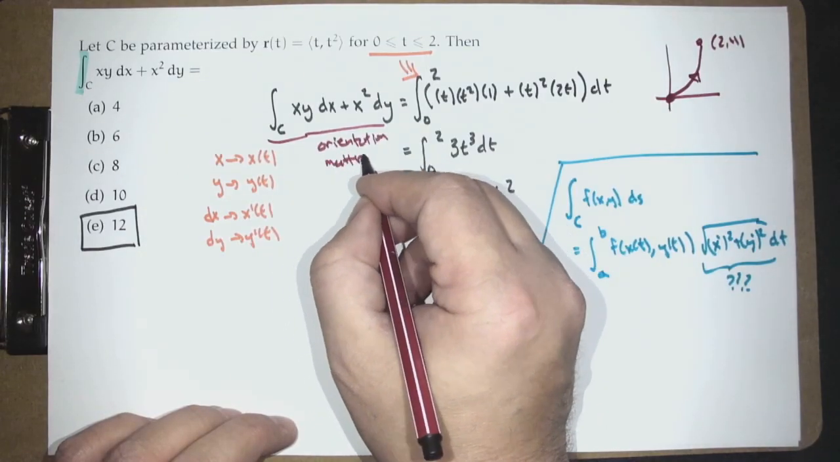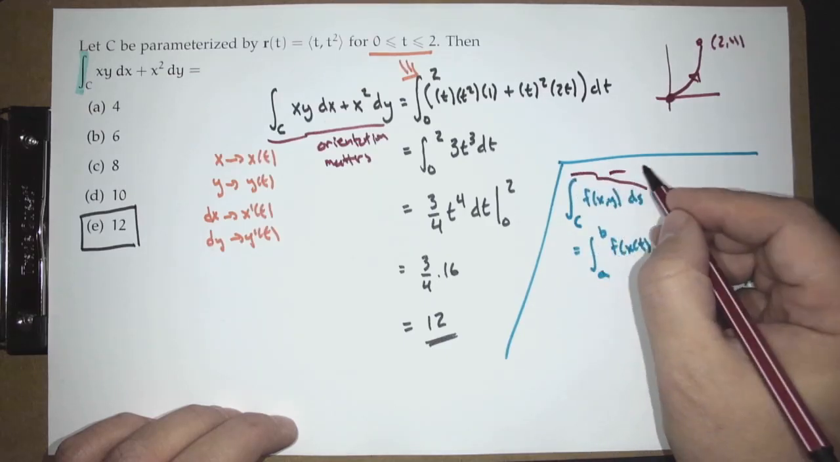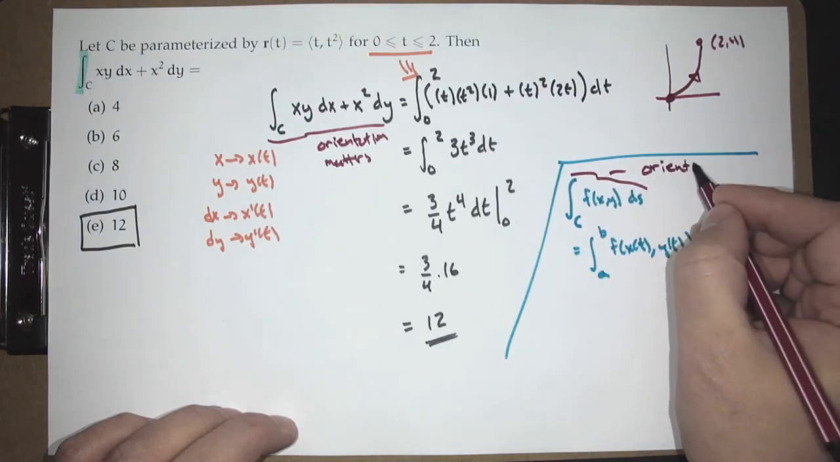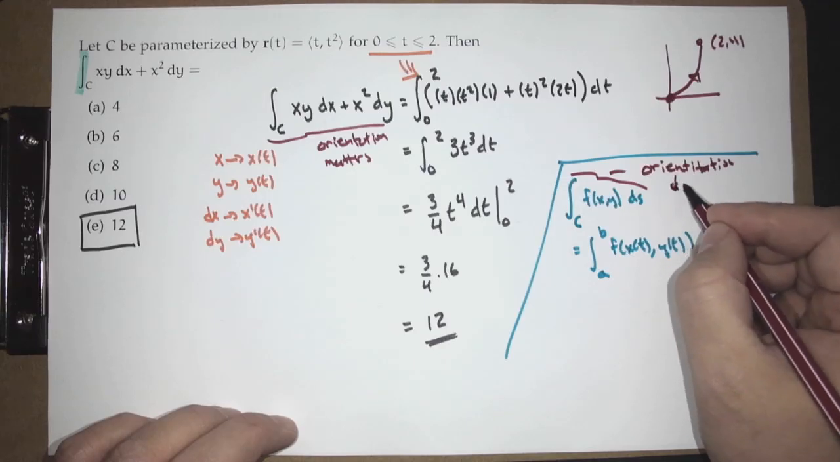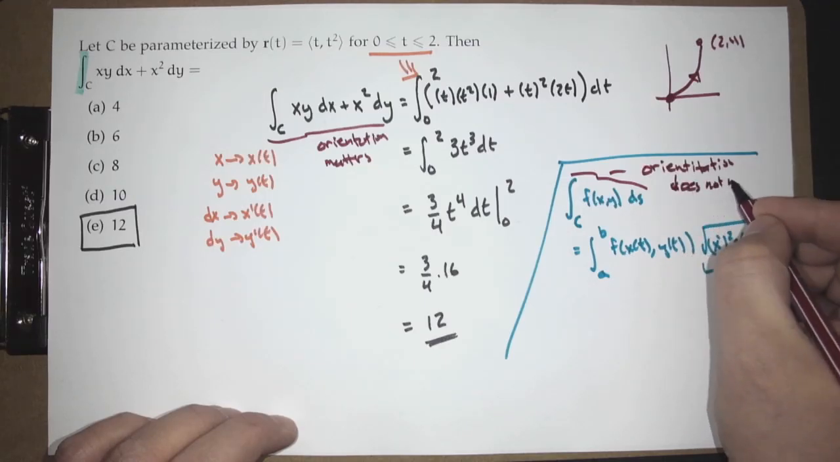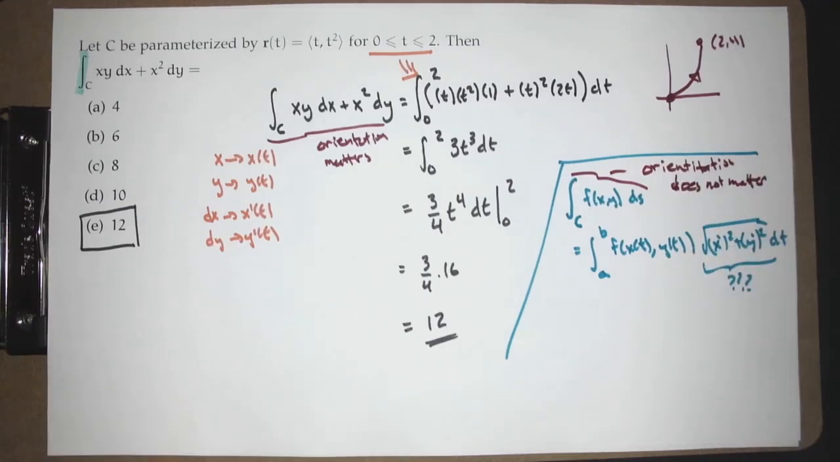Now, on this type of integral, orientation does not matter. And so what's happened is when you've switched from an integral where orientation doesn't matter to one where orientation does matter, it causes things to change. Now, you might say, what? Why is that? It doesn't look like this is an integral where orientation doesn't matter.